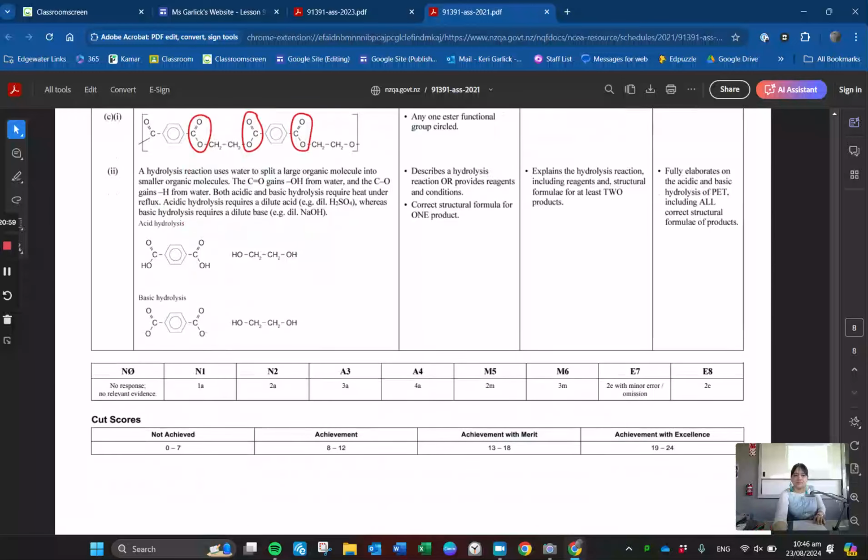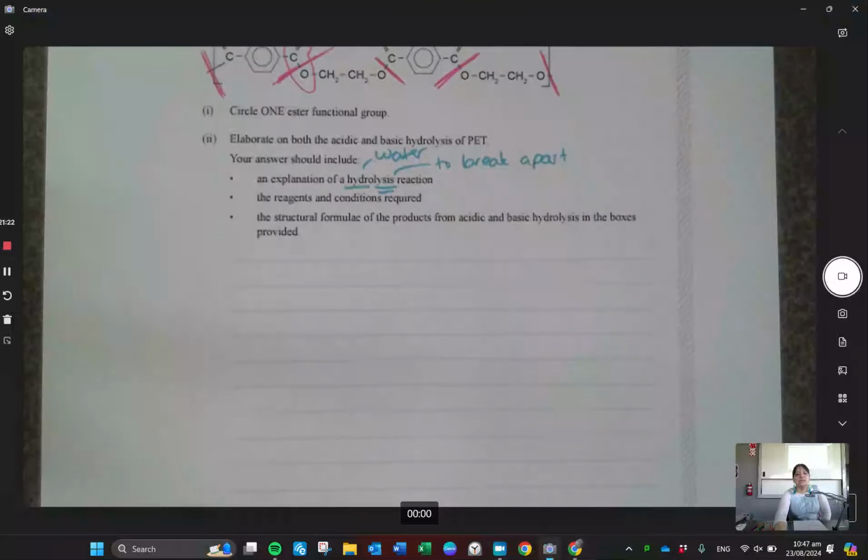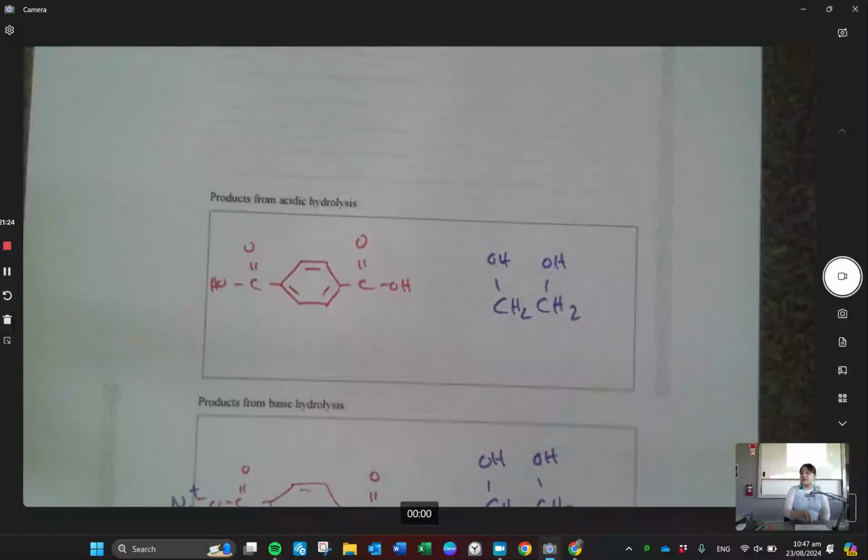2021, looking at this question here. Again, achieved is just circling any of these esters. There were 3 that were actually present. The other thing is, for the achieved, describe hydrolysis or provide reagents and conditions. So you need dilute sodium hydroxide or sulfuric acid, and then one correct structural formula product correct. So when I say 1, there's 1, 2, 3, 4. Any one of those would have been an achieved point.